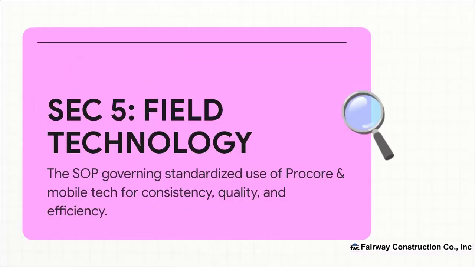So what is Section 5? You can think of it as our official rulebook. It's the one single, reliable standard for how we use our most important tools out there. This isn't about doing things your own way. It's about creating consistency, bumping up our quality, and making us more efficient across the board.